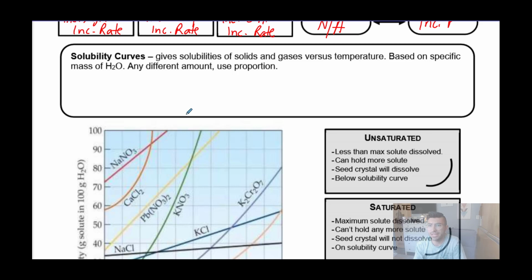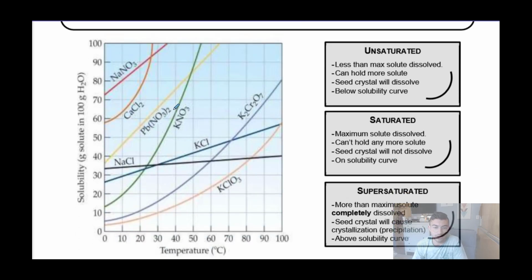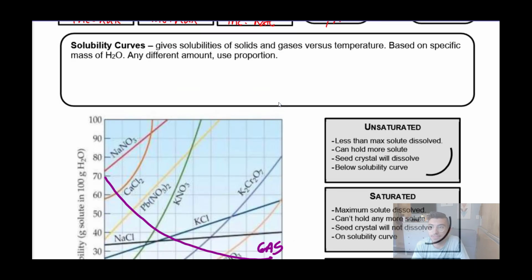The chart that we looked at in class had both solid and gaseous solutes. These are obviously all solids based on their lines, but if we had to add something that represented a gas, it would look something like this, because gas solubility decreases with an increase in temperature, so their slopes are going to be negative, where the solid solute slopes are going to be positive.